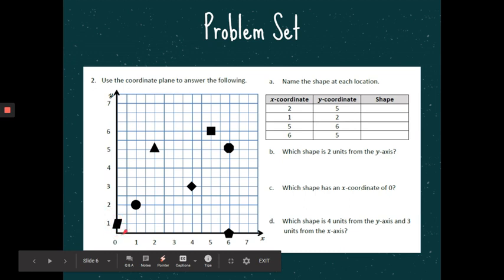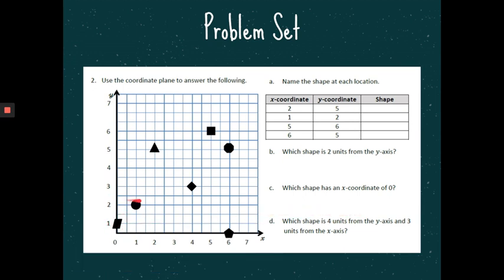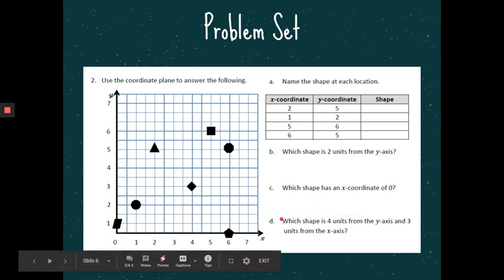That would be our parallelogram right here. That's our answer for C, our parallelogram. And you can just draw the shape if that's easier for you. All right, our next question says, which shape is 4 units from the y-axis and 3 units from the x-axis?